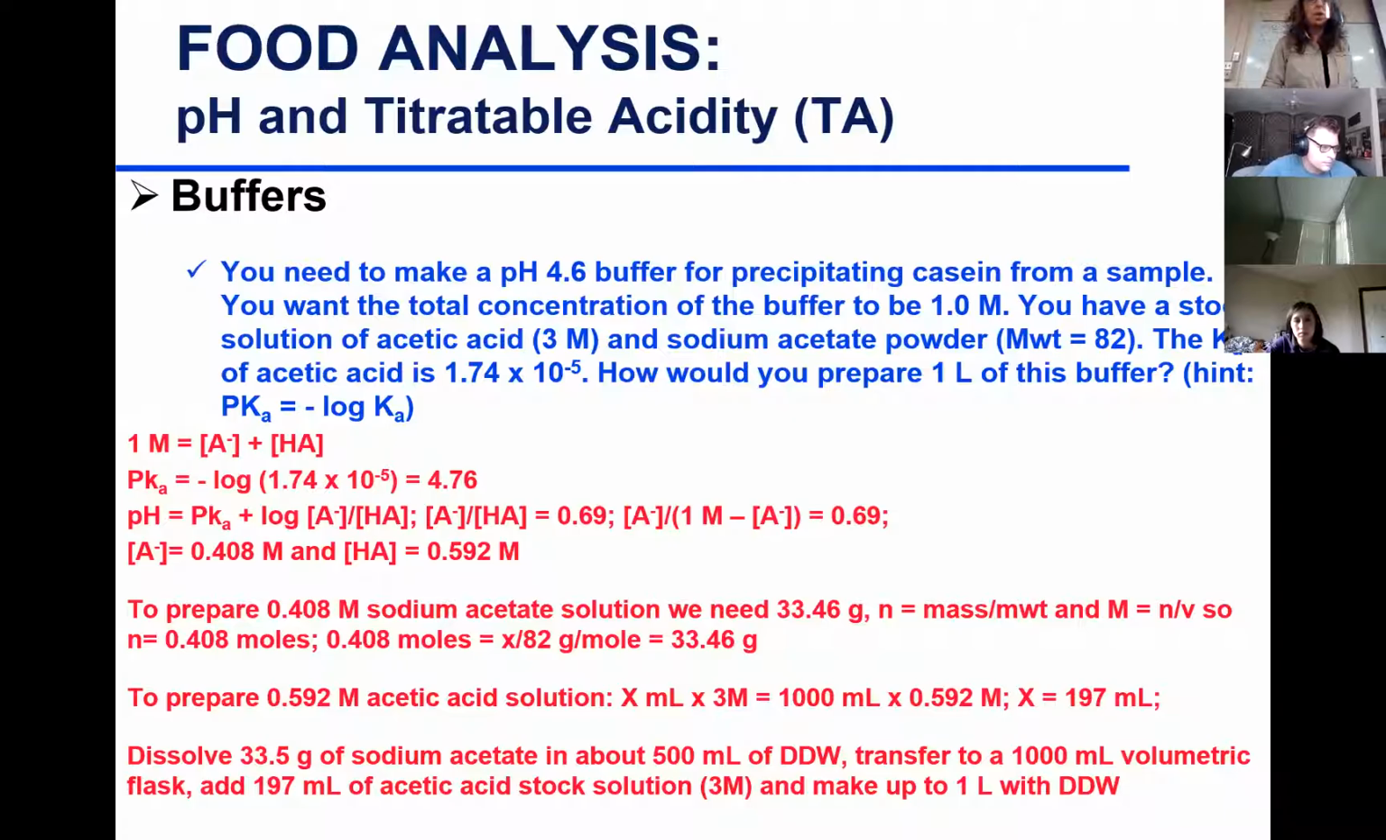Now, the other method of determining how much you need of each is, in my mind, simpler. So I would prepare a 1 molar solution of acetic acid and a 1 molar solution of sodium acetate, then determine, in only volume, how many milliliters I need of each to mix together. So I would prepare a liter of each at 1 molar concentration, and then determine how much I need.